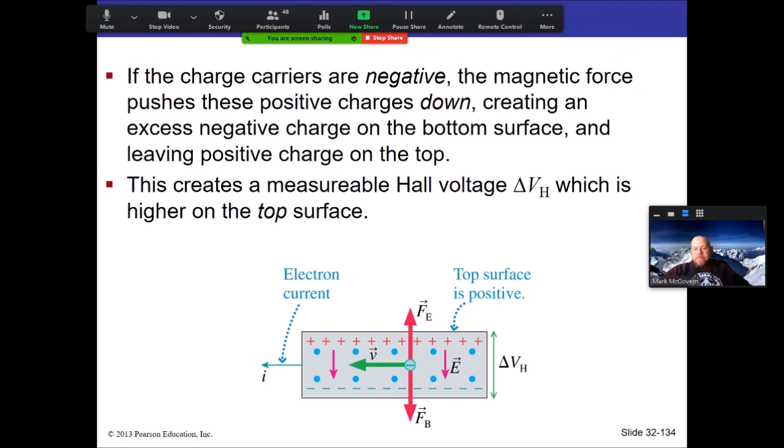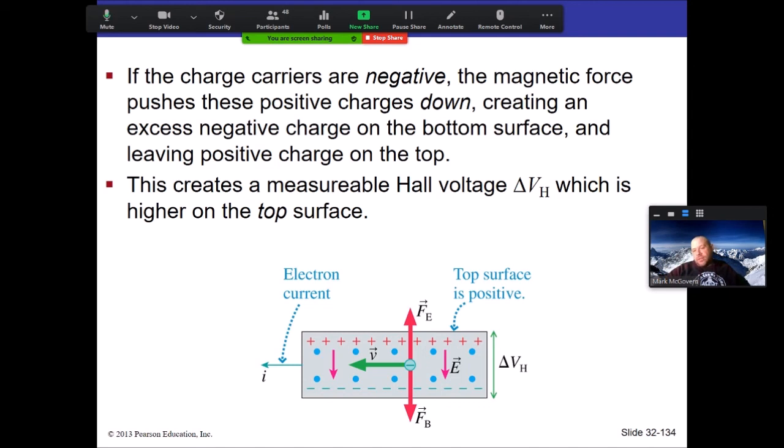Now, on the other hand, if our charge carriers are negative, as is the case with conductors, we would speak of the electron current going in the opposite direction, to the left now. And if we have the same magnetic field, then you're going to have a deflection of charges that are downward, but they're negative charges. So that establishes an electric field that points down instead, and that means the electric force is going to be upward. And you establish also a potential difference across the conductor there, but opposite polarity. The positives are on top and the negatives are on the bottom.